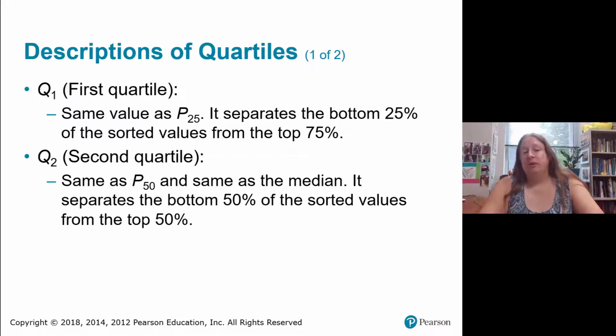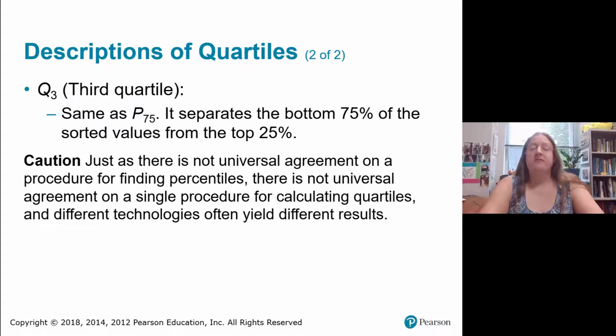So Q1 is called the first quartile. It has the same value as the 25th percentile. It separates the bottom 25% from the top 75%. Q2 has the same value as P50, also happens to have the same value as the median, and it separates the bottom 50% from the top 50%. And finally, Q3, or the third quartile, has the same value as our 75th percentile, separating the bottom 75% from the top 25%.